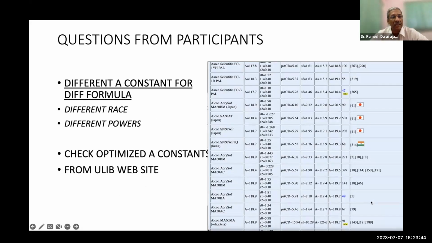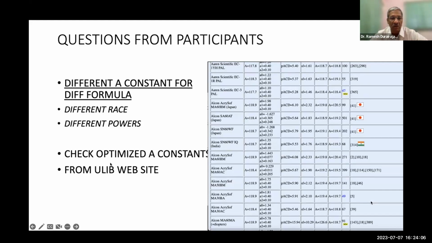Another participant has asked, why is there a different A constant for different formulas? If you pool together a large amount of data, we can optimize the A constant, and the A constant will differ whether the surgery is done on a Japanese patient, a Chinese patient, or an Indian patient. This is the ULIB site.